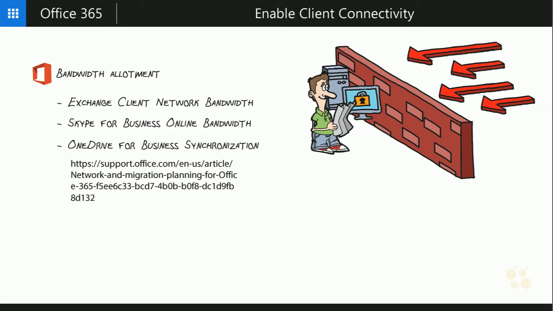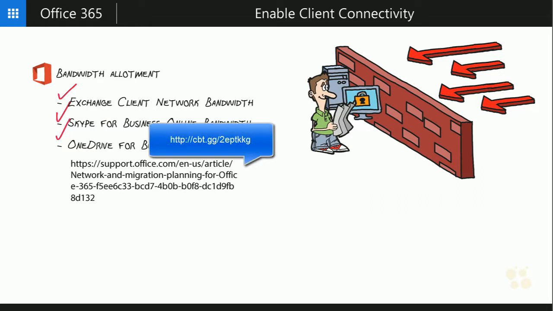And these are the three that you really want to remember for the exam, the 70-346 test. You've got the Exchange Client Network Bandwidth Calculator, the Skype for Business Online Bandwidth Calculator, and the OneDrive for Business Synchronization Calculator. These three calculators are really going to help you figure out how much connectivity or how much bandwidth you need.